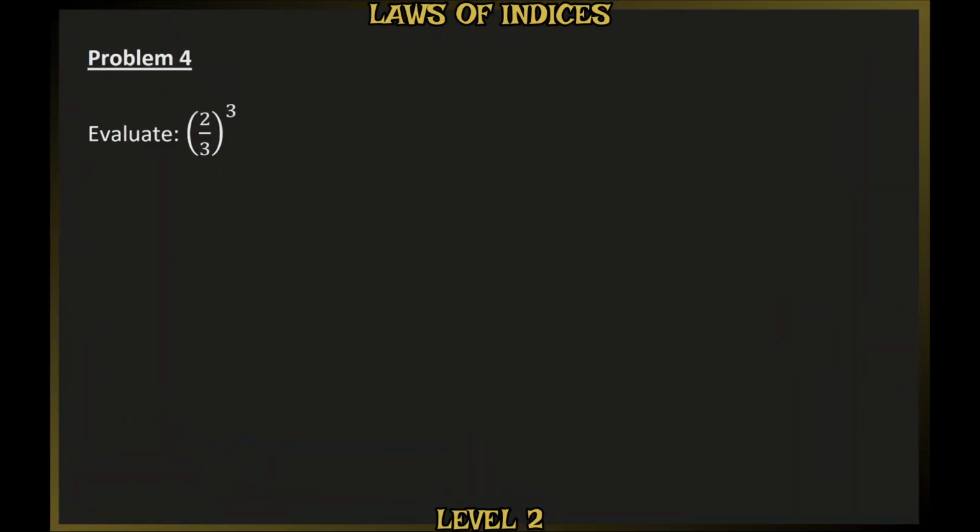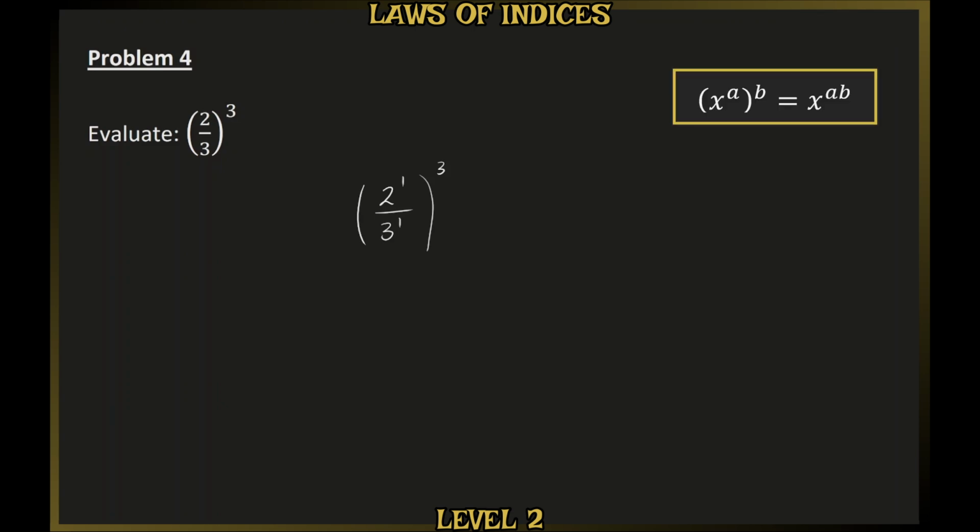In problem 4, we're evaluating 2/3 to the power of 3, which means we need to find its value. Now to start, it's important we rewrite 2/3 as 2 to the power of 1 over 3 to the power of 1, all raised to the power of 3. And it's important because it now becomes clear that this problem requires raising powers to powers. And because of that, we're going to use this law, which tells us that when we raise a power to another power, we multiply the two together.